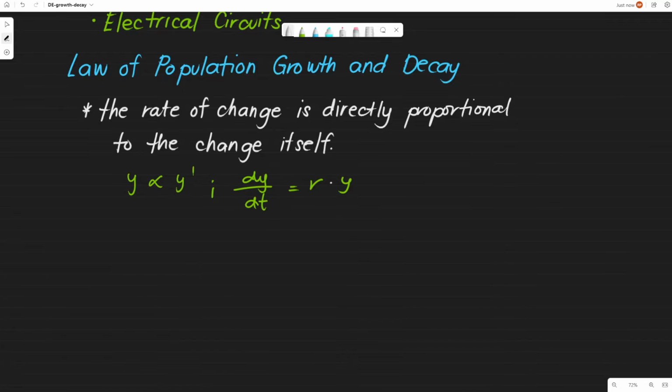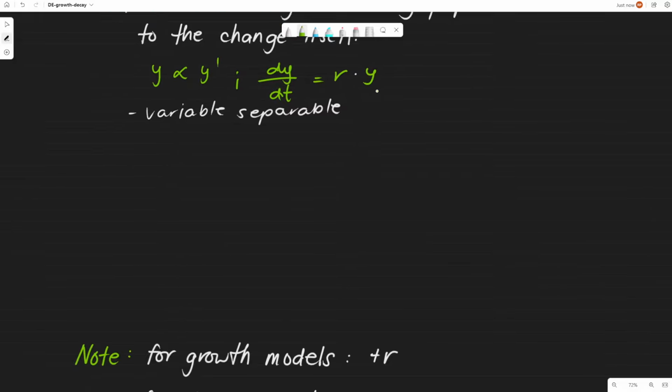So how are we going to solve this? Obviously, you can see this is variable separable. Let us separate the y: we put it under dy, and r goes with dt. r is a constant, that is our rate of change. So we have dy over y equal to r dt.